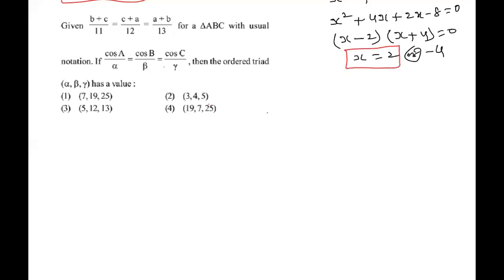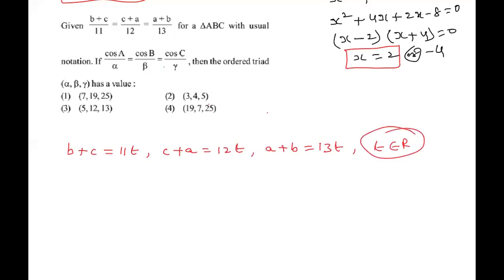See the question. They have given a ratio here, (B+C)/something, so the three terms are equal to some constant. Now B+C = 11T, C+A = 12T, A+B = 13T. What is T here? T belongs to the real numbers.